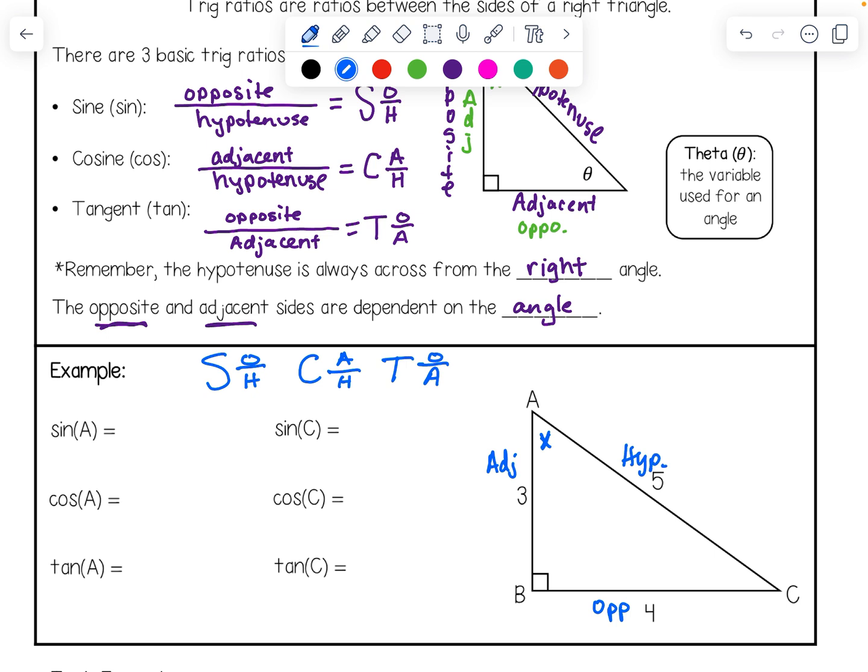Okay, so if I want the sine of A, I need the opposite over the hypotenuse. So the sine of A would just be the fraction 4 over 5.